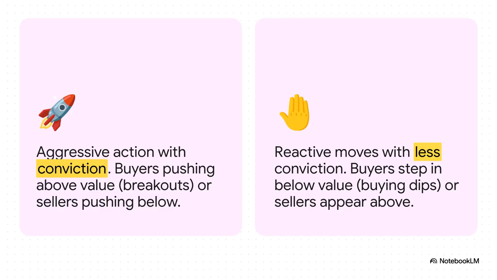On one side, you have initiative activity. This is aggression. This is buyers not waiting for a pullback. They're actively pushing prices above that agreed-upon value area. That screams strength. On the other side, you have responsive activity. This is more passive. It's buyers waiting for the price to drop below value before they step in. One shows conviction, the other shows caution. Seeing who is taking the initiative is how you know who's really in charge.